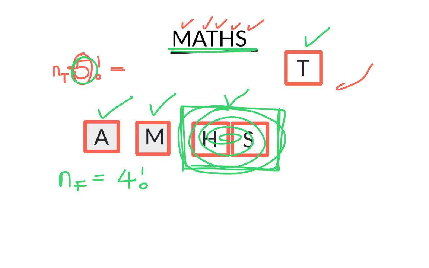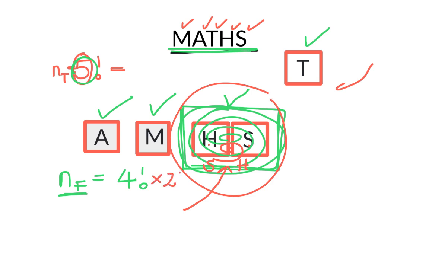Now that's almost correct. My favorable event is not only 4 factorial, because inside that block you have a letter H and S, and they can be rearranged as S and H. So as my massive block moves, I have also 2 factorial ways of moving inside this block. I hope it's making a little bit of sense.